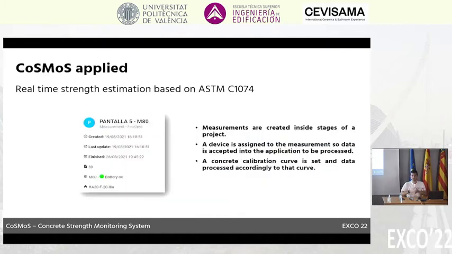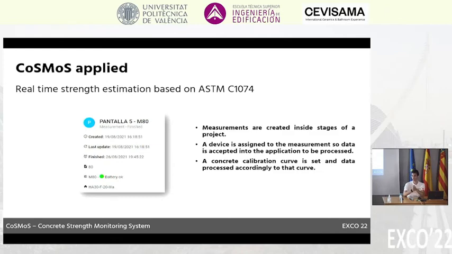The application, basically, people create measurements. The project manager on site or the person in charge of quality control in the construction site creates measurements, and it's really simple. They just assign two critical parameters to it. One is the physical device that they're going to be using for monitoring. So let's say I get this device and I assign it to this measurement in order to start gathering data. And second, the concrete calibration curve.